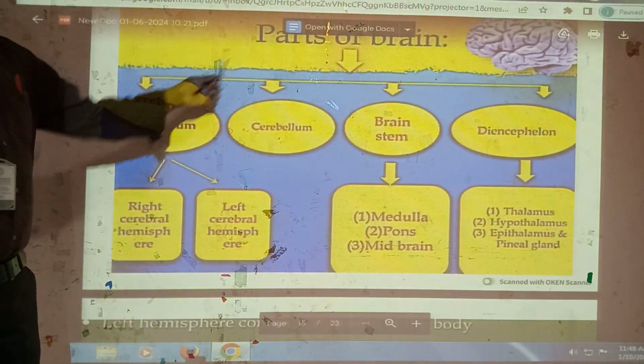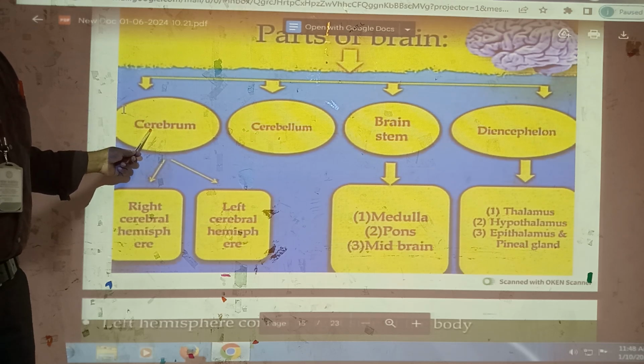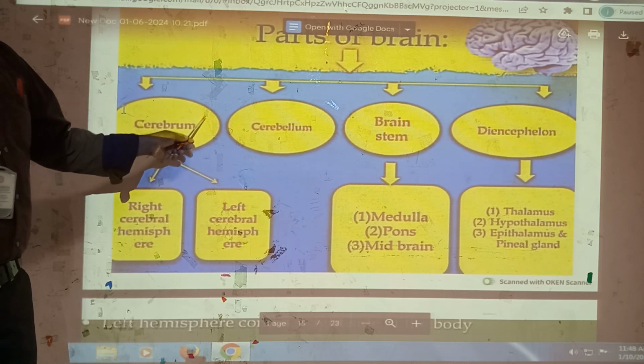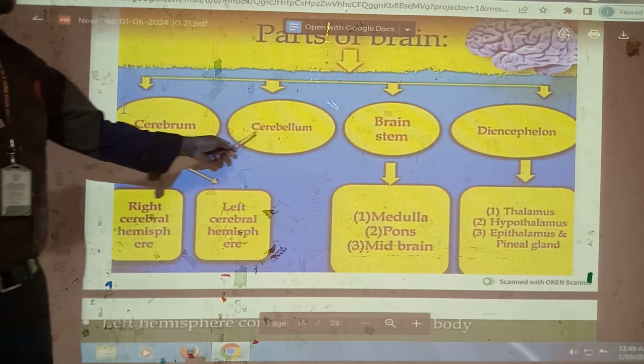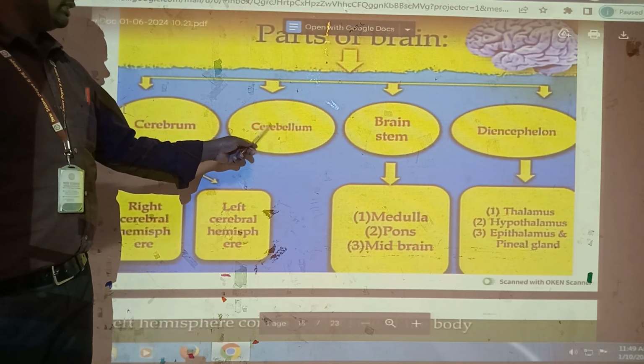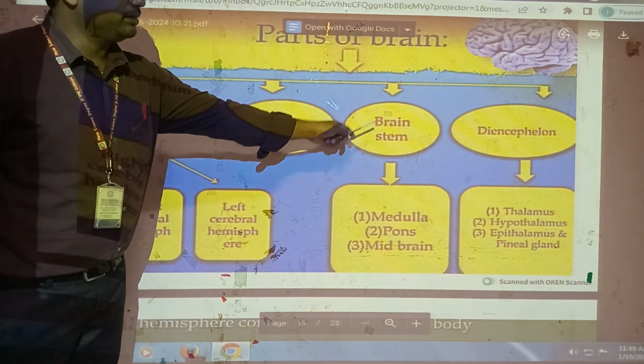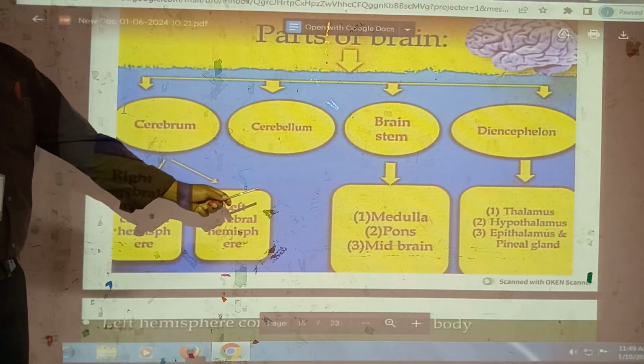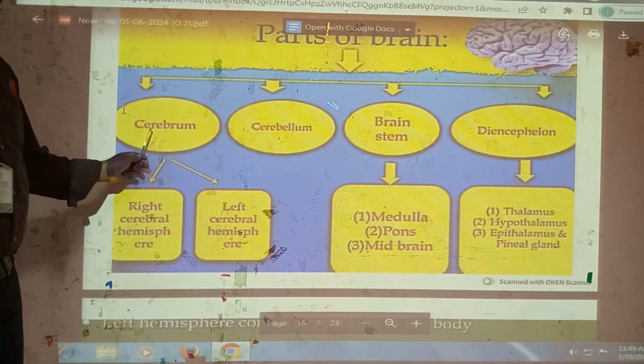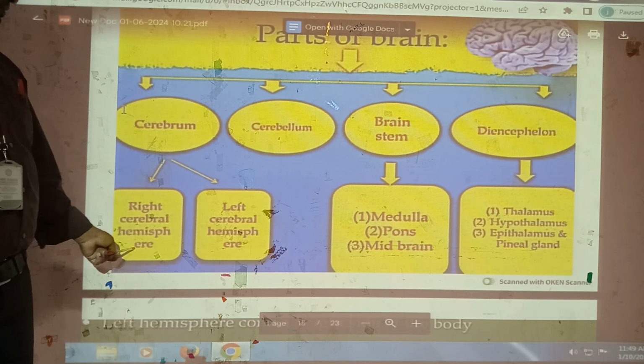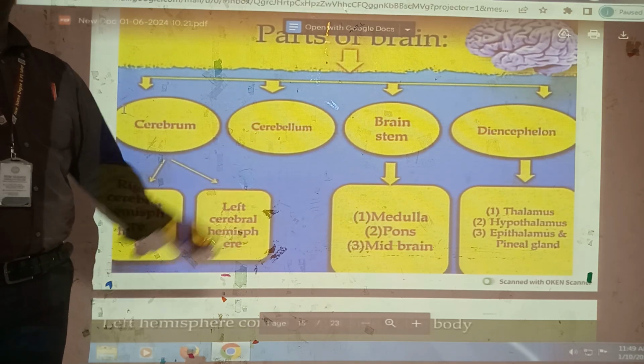This is once again part of the brain: cerebrum, the large brain; cerebellum, the small brain, which controls reaction; brain stem, diencephalon, thalamus and medulla. The cerebrum is divided into two parts, the right cerebral hemisphere and the left cerebral hemisphere.